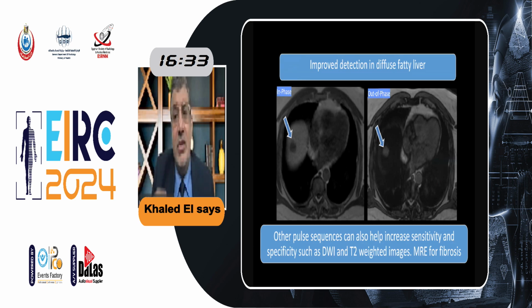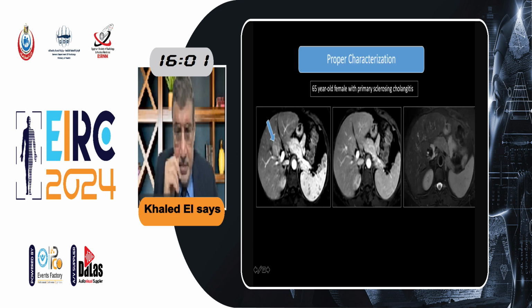And the other pulse sequences in MRI can also help increase the sensitivity and the specificity, such as diffusion weighted, and you can have restricted diffusion in this metastasis, and also T2 weighted images where metastases stand out. And not only that, but you can also assess for fibrosis, which is very important in assessing the condition of the residual liver volume. So you can do MR elastography for fibrosis.